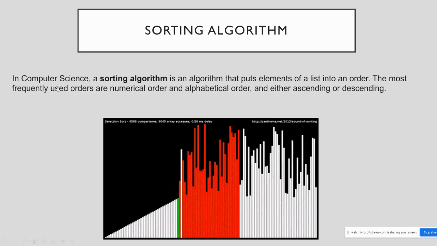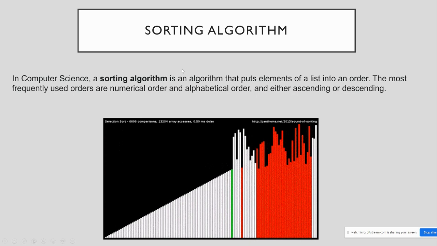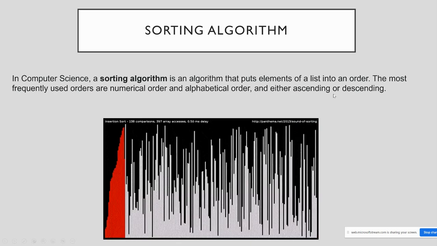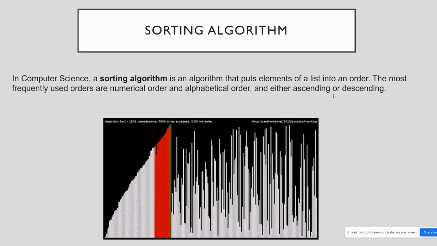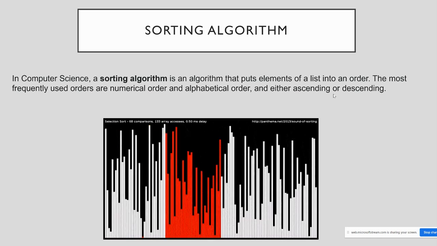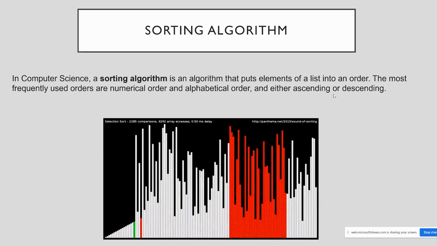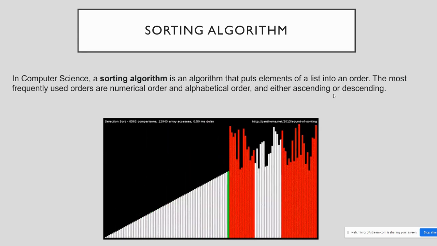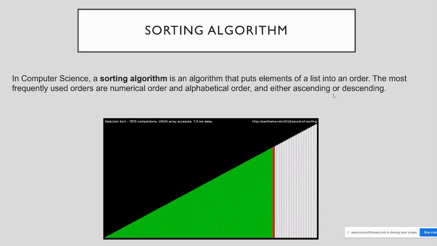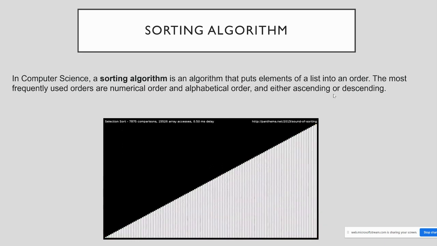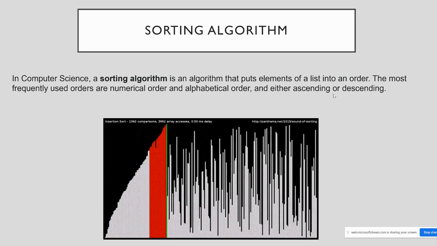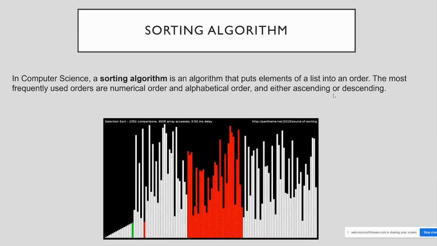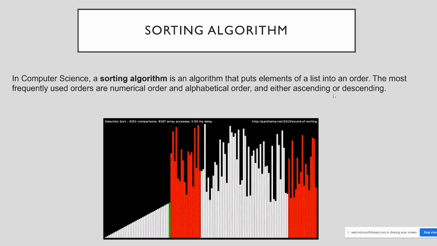Now, sorting algorithm: in computer science, a sorting algorithm is an algorithm that puts elements of a list into an order. So basically you just put it in the correct order. The most frequently used orders are numerical order or alphabetical order, and either ascending or descending. So basically, we are looking for 0, 1, 2, 3, 4, 5, or it could also be -2, -1, 0, 1, 2, 3, 4, 5, 6, and so on. Or also you can do it A, B, C, D, E, F, G, and so on.